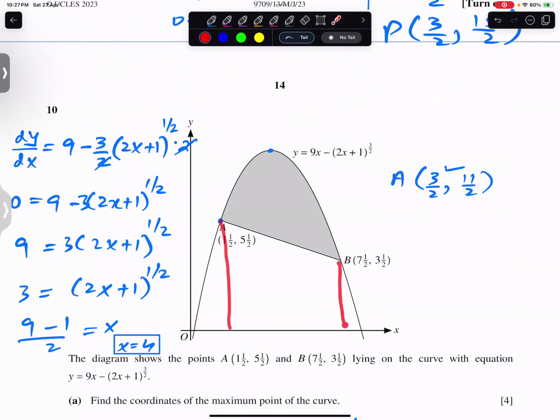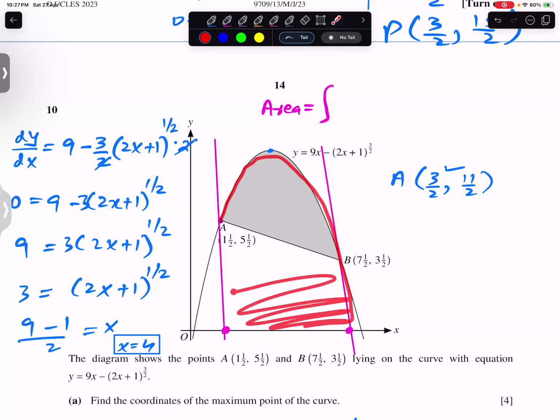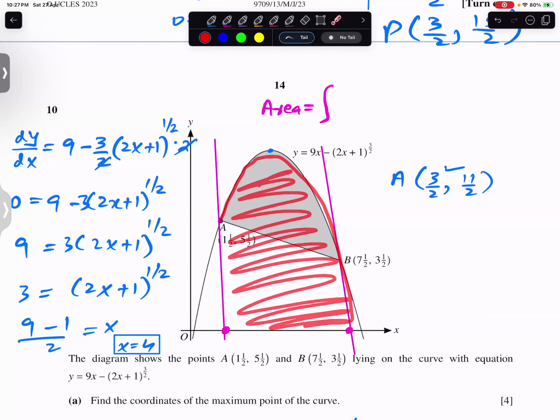What is the area integral? There are multiple ways. Let me write the area integral here. Let's draw the vertical lines. Always draw vertical lines at minimum and maximum points. So these are my vertical lines. You have to find the area under this curve, and then you will subtract the area of this prism.